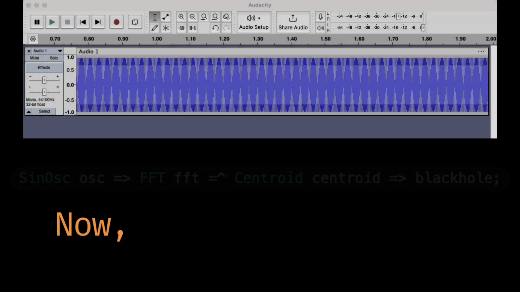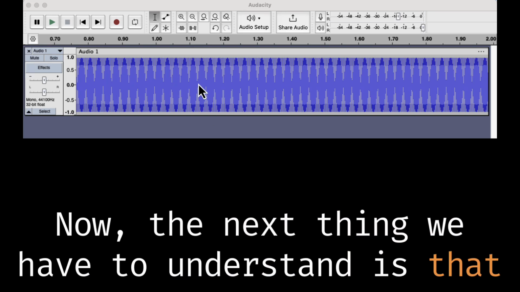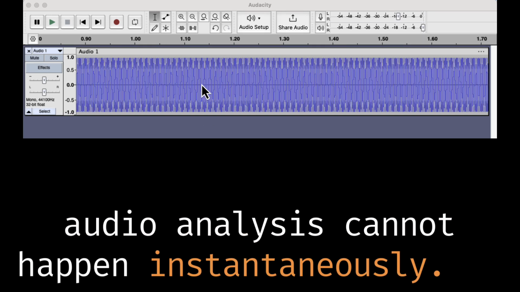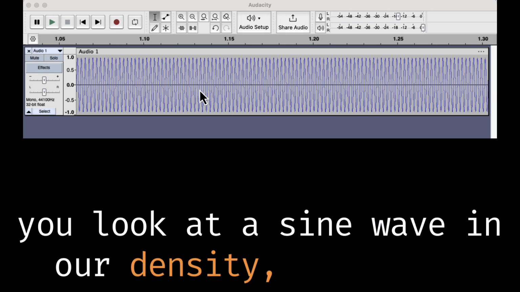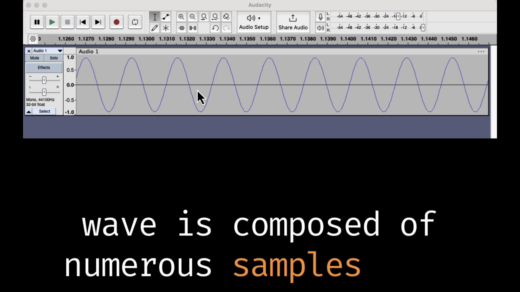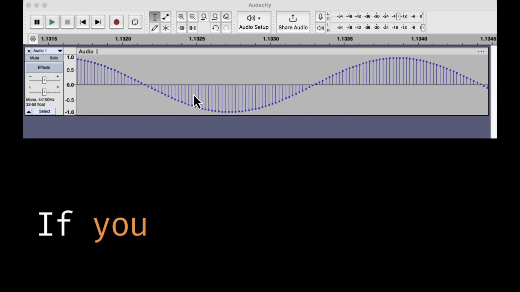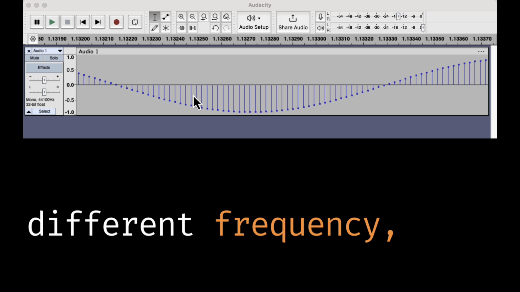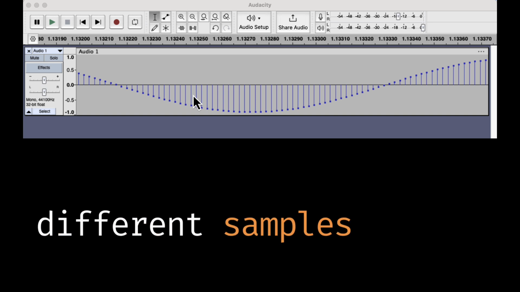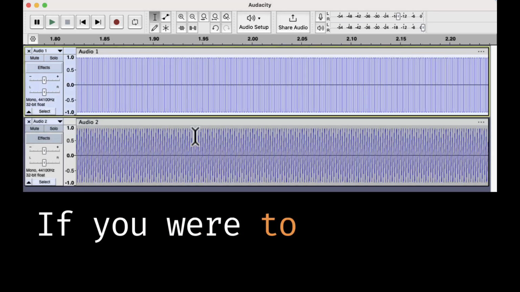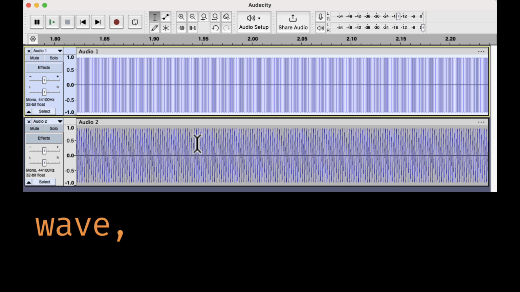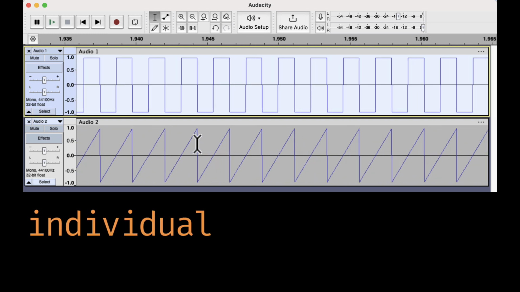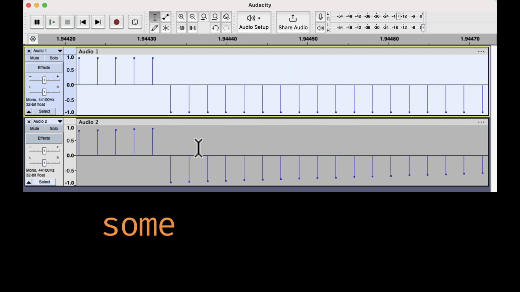Now, the next thing we have to understand is that audio analysis cannot happen instantaneously. If you look at a sine wave in Audacity, that sine wave is composed of numerous samples that happen over time. If you were to look at a different sine wave at a different frequency, that would also be composed of different samples taking place over time. If you were to look at a sawtooth wave or a square wave, those two would be composed of many individual samples taking place back to back over some time period.